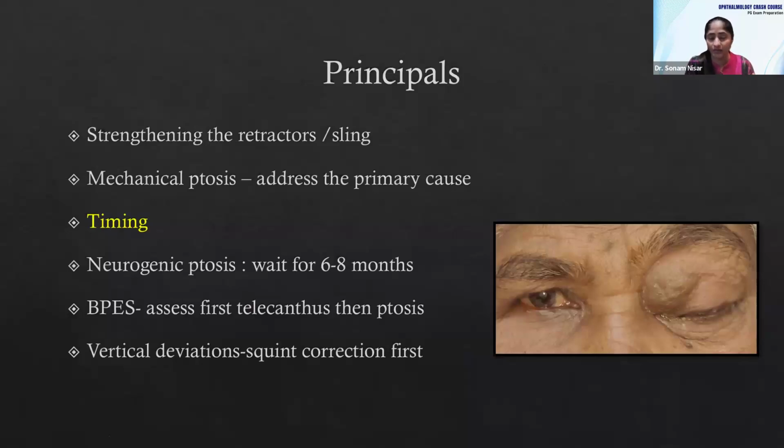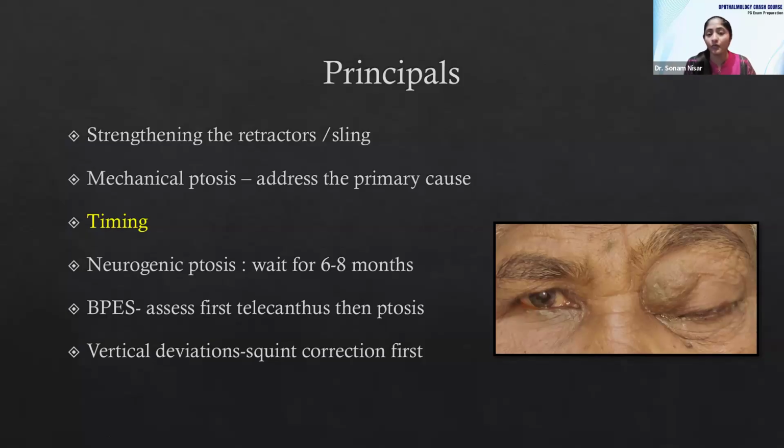As I was mentioning of the principle, if the muscle is weak, you tighten it, or if it is disinserted, you plicate it. If there is a mechanical ptosis and you know it, like in the case of tumors, then you address the primary cause. In neurofibromatosis, where you have a bulky eyelid, you address that and then you do a ptosis correction. Timing of the surgery is very, very important.